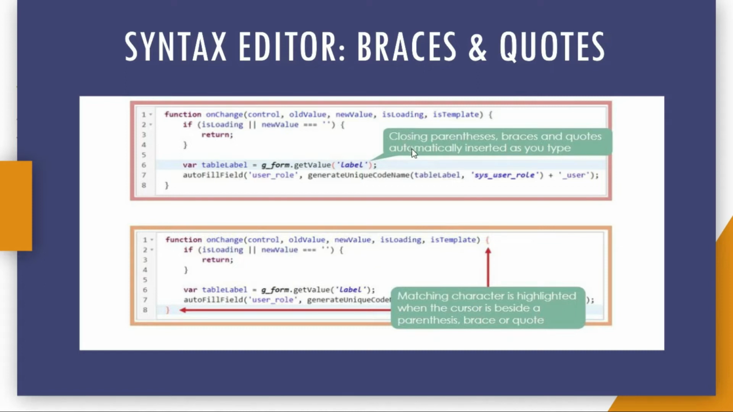As you can see, closing parentheses, braces and quotes are automatically inserted as you type. So as you type, this whole section is created by default. And in the same way, the matching character is highlighted when the cursor is beside a parenthesis, brace or quote. Like in other editors where we code in Java, this feature is also available for braces and quotes. It works the same way as in another editor like Eclipse or NetBeans. So we can do the scripting the same way.